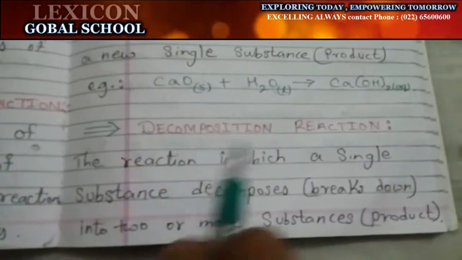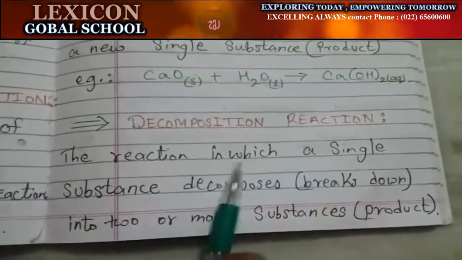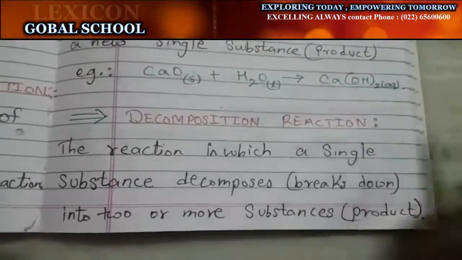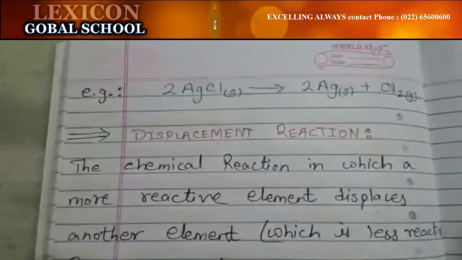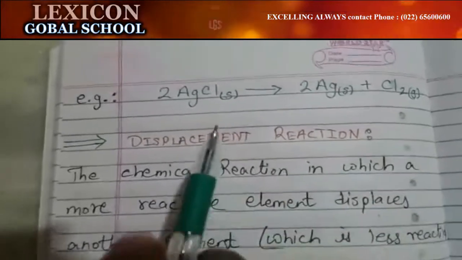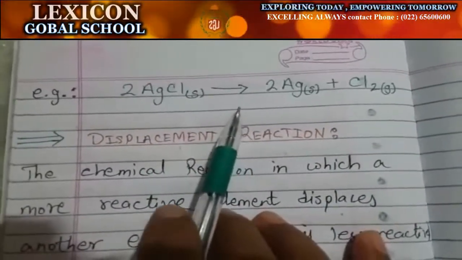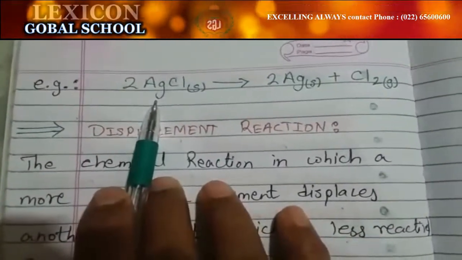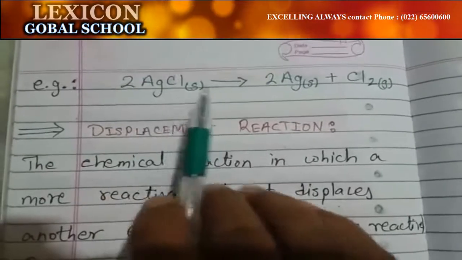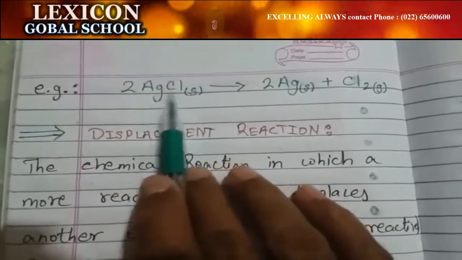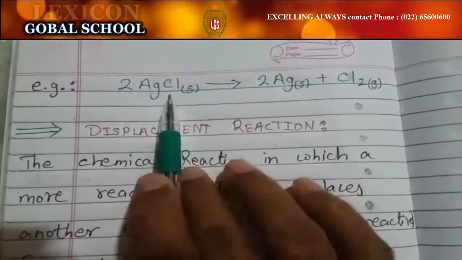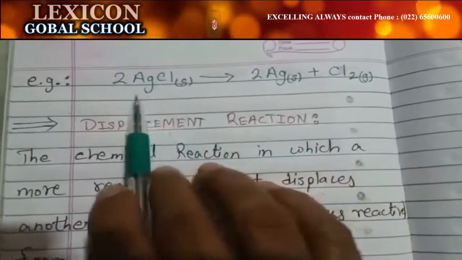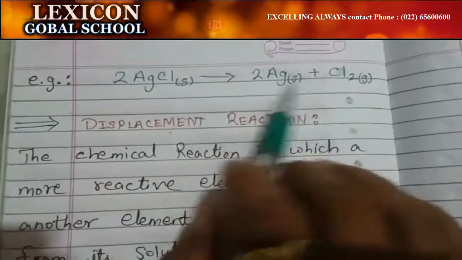Now next is our decomposition reaction. The reaction in which a single substance decomposes or breaks down into two or more substances or products is called your decomposition reaction. Now for an example of a decomposition reaction, you can see what I told. In a decomposition reaction, a single reactant is broken down into two or more products. You can see here AgCl, which means silver chloride. Silver chloride here undergoes decomposition. You can see Ag plus Cl2, which means a single reactant has broken down into two products.